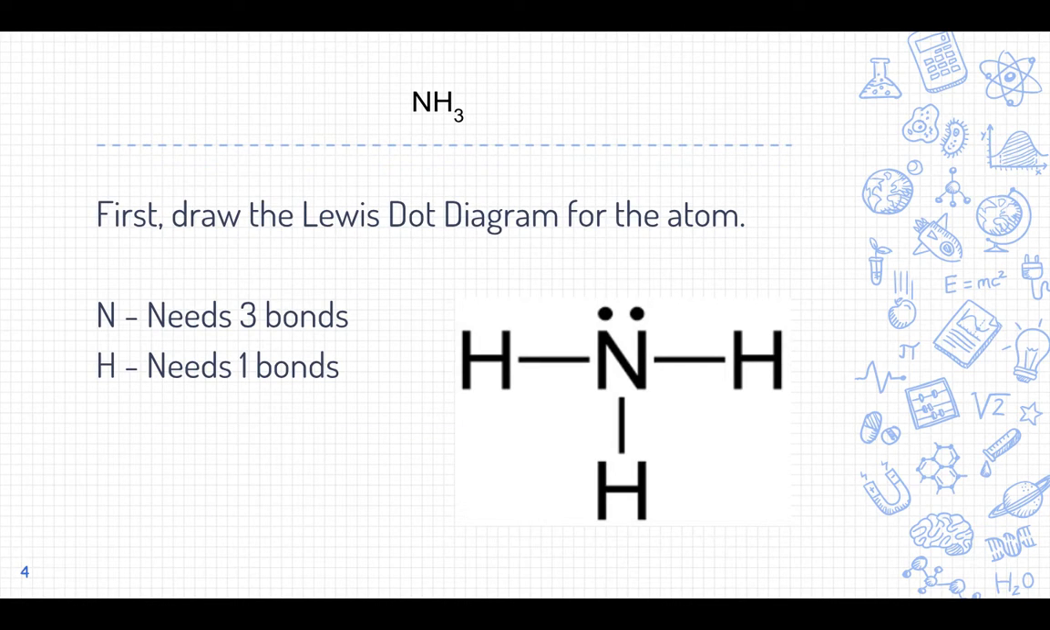Next, we go to NH3. If we draw the Lewis dot diagram, we see that nitrogen needs three bonds and hydrogen needs one bond. In this dot diagram over here, we see that nitrogen has two electrons from each bond that it has with hydrogen. So we get six electrons plus its pair of electrons on top, which makes it a perfect 8. And hydrogen fills up its shell with the two electrons, one that it has and one that it shares with nitrogen.